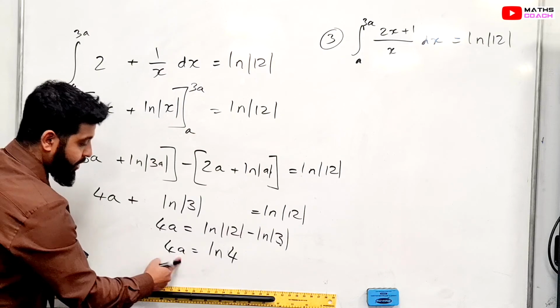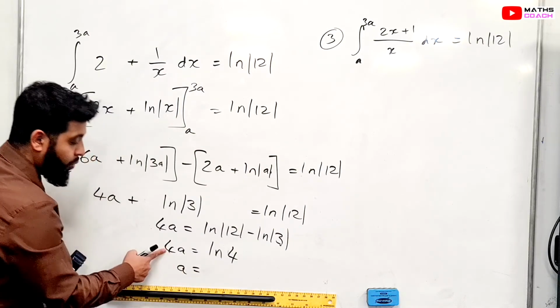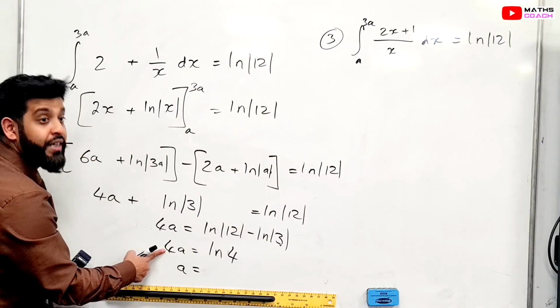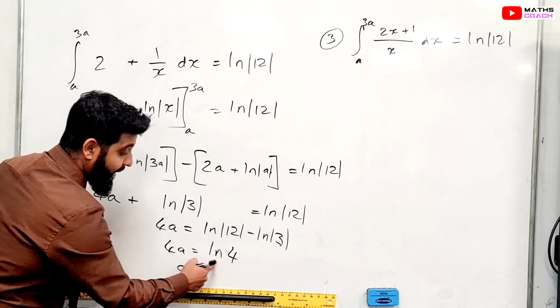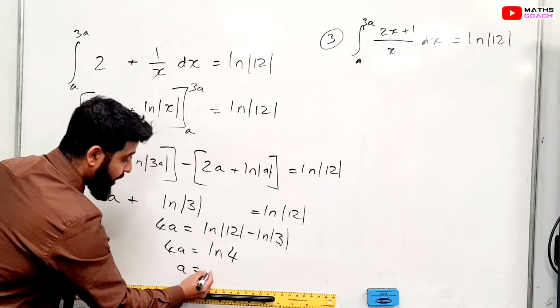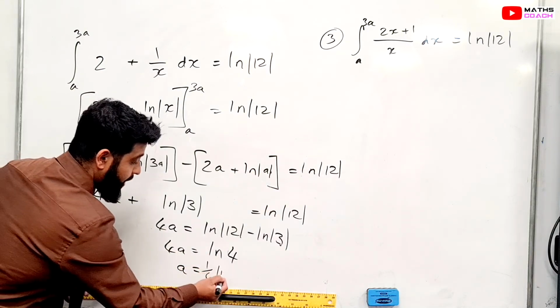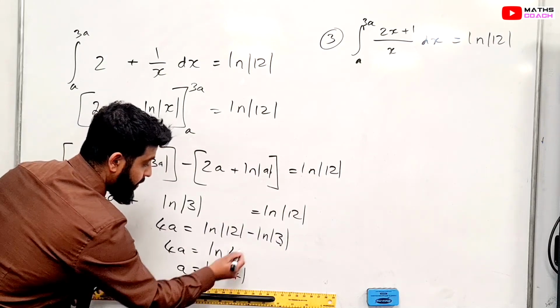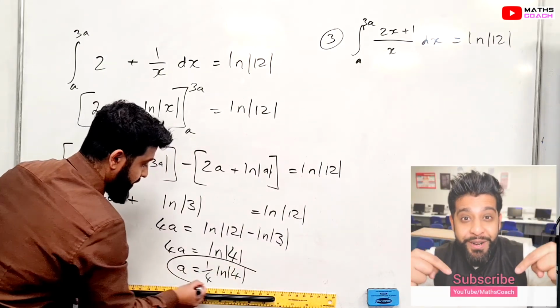Finally, I want a on its own. So I'll have a is equal to, what do I do to get rid of this? Divide by 4. So I could write ln 4 over 4, or I could write a quarter ln 4. And that is an expression for a.